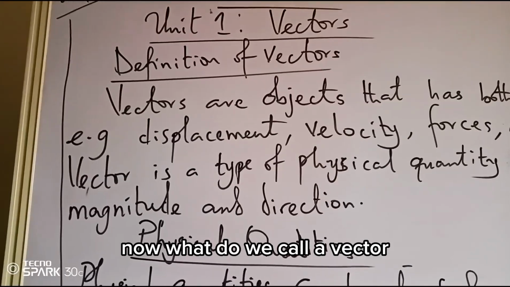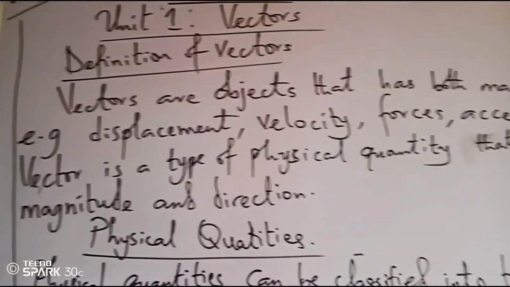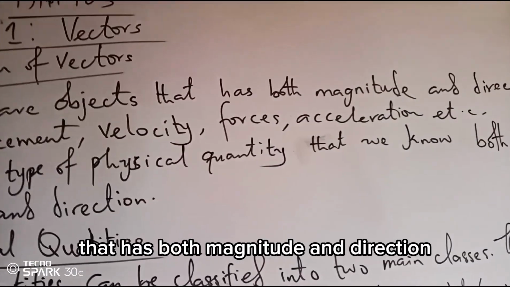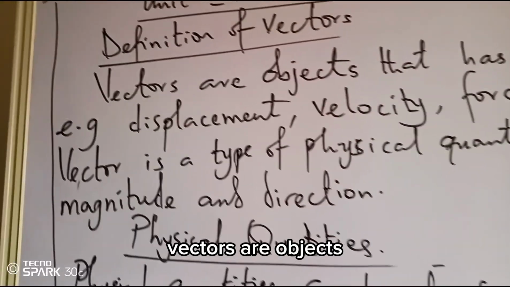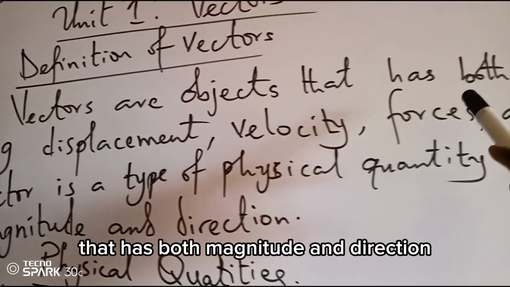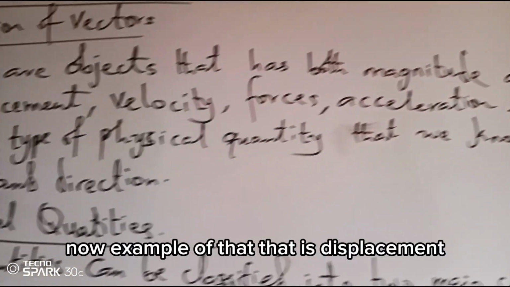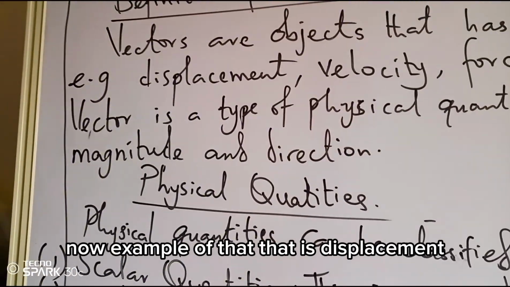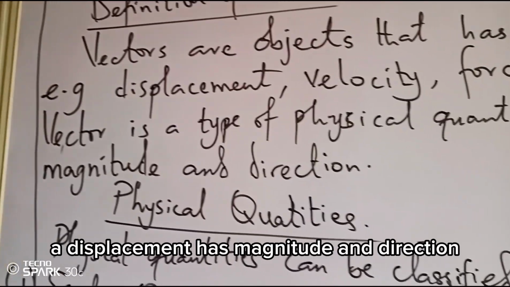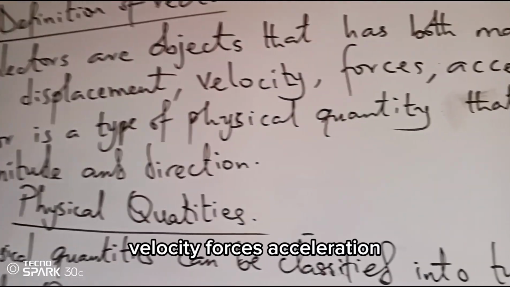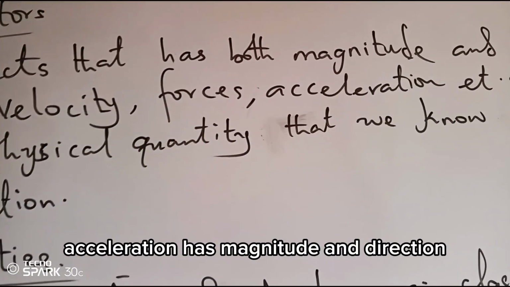Now, what do we call a vector? Definition of a vector: vectors are objects that have both magnitude and direction. I believe you can see that. Now, an example of that is displacement. A displacement has magnitude and direction. Velocity, forces, acceleration. Acceleration has magnitude and direction.